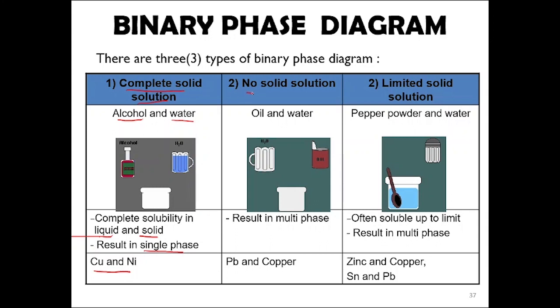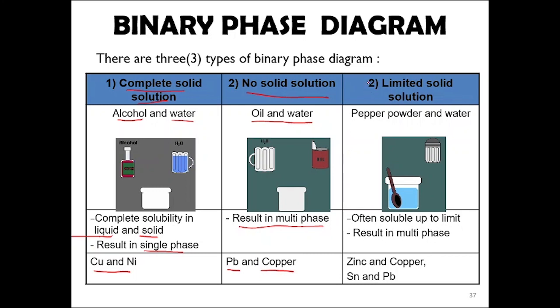And then the second one for no solid solution, we take example as oil and water. When we mix together oil and water in a cup or in a bottle, and then we stir it well, after we wait for a while, the mixture will form two layers. On top layer will be oil, and then the bottom layer will be water. It results in multi-phase. It doesn't matter in liquid or in solid. The example is Pb and copper.